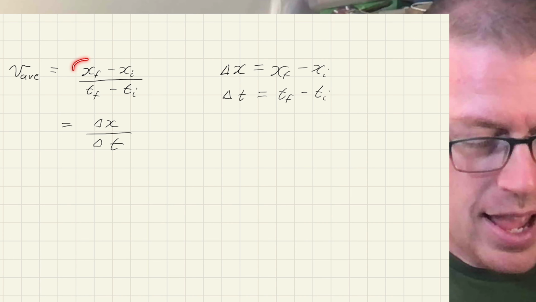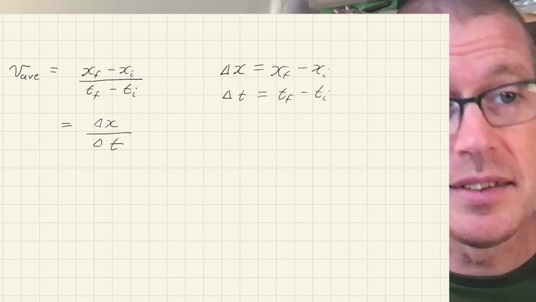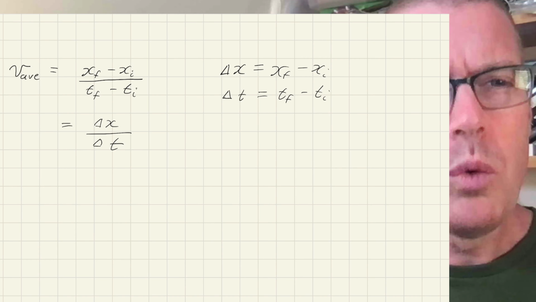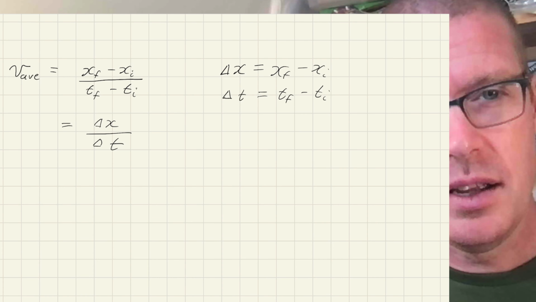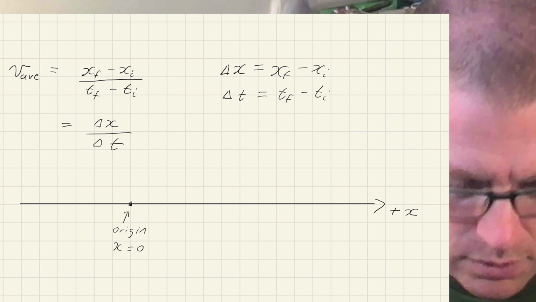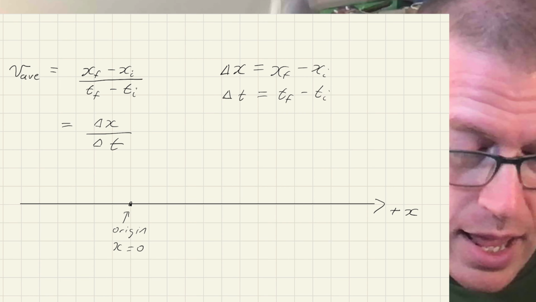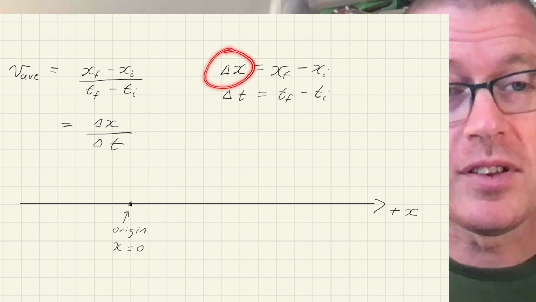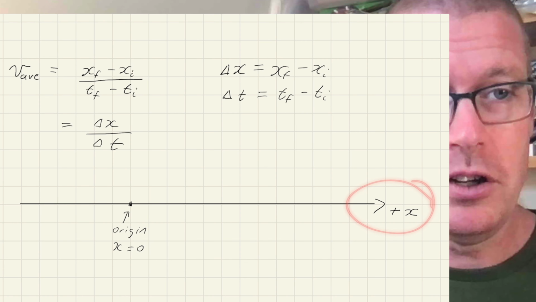Note that xf, xi, and delta x all have signs. In higher dimensions, these will be vectors. When we make our coordinate system, we need to decide where the origin is and what direction is positive. This choice is arbitrary. xf and xi clearly change when I move my origin, but their difference doesn't. That falls out. But the sign will depend on what direction we choose.